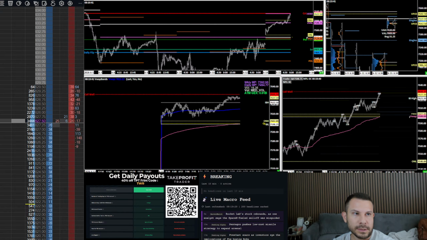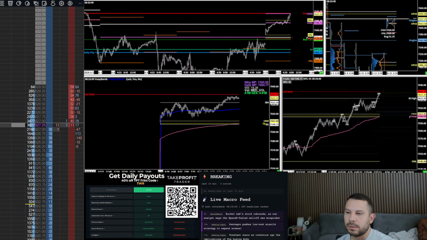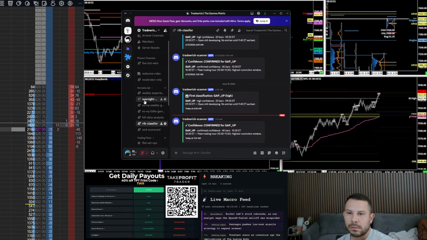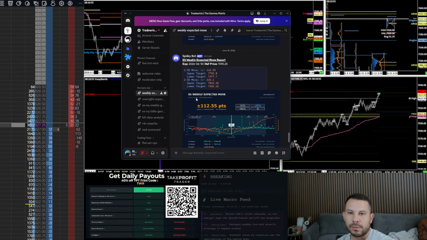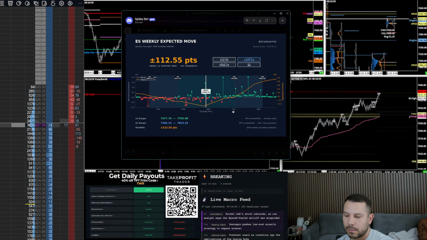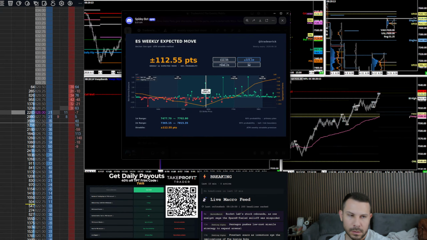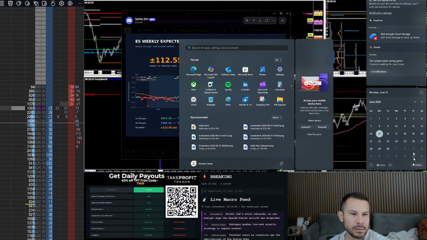Right at the call wall here. Guess I'll post the expected move. Let's see. Weekly expected move for the S&P is this one. What's the end of the week this week? 19.